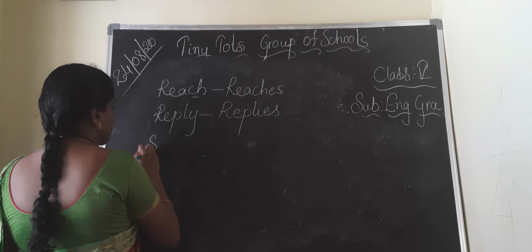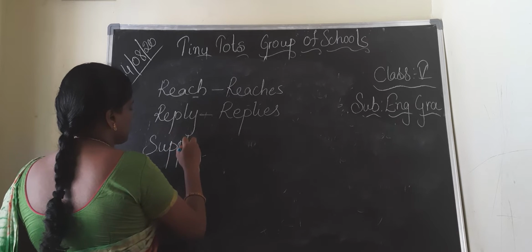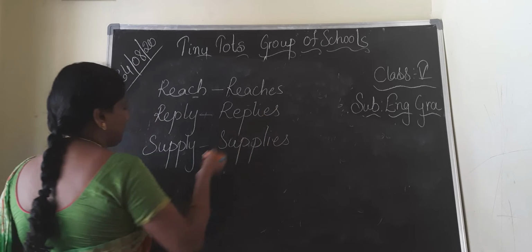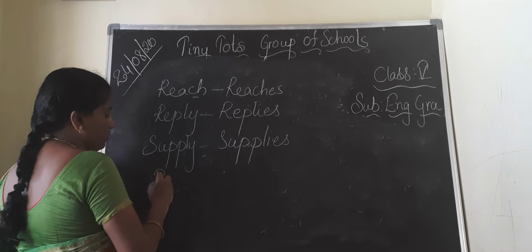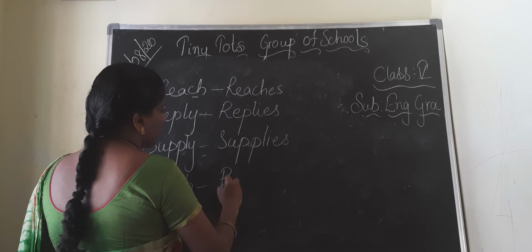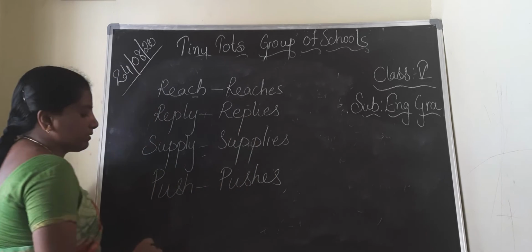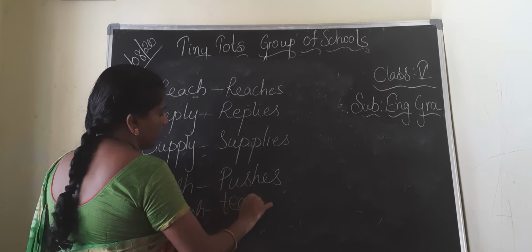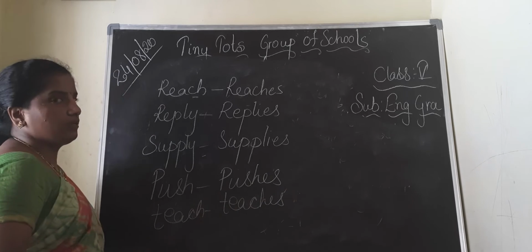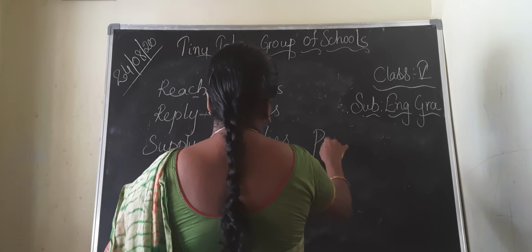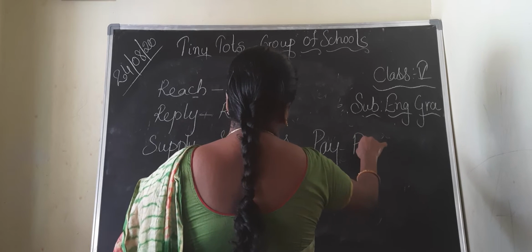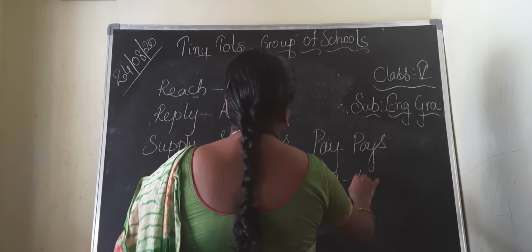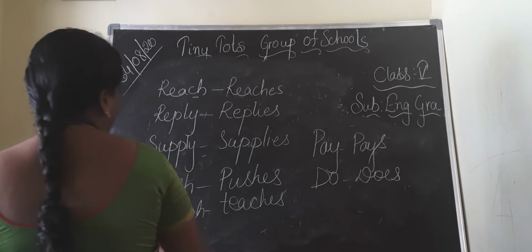Next, supply. Supplies. Okay, push. Pushes. Teach. Teaches. Pay. What is the third person form? Pays. Okay, children. Do. Here does. Do becomes does. Yes, we have to add.